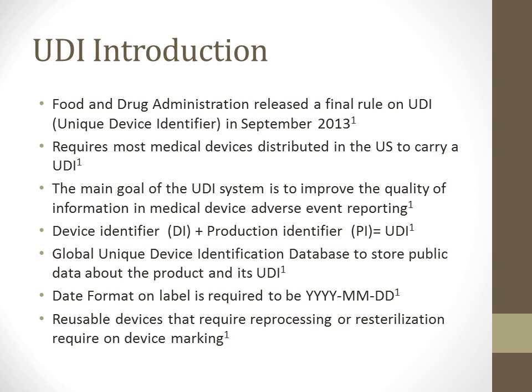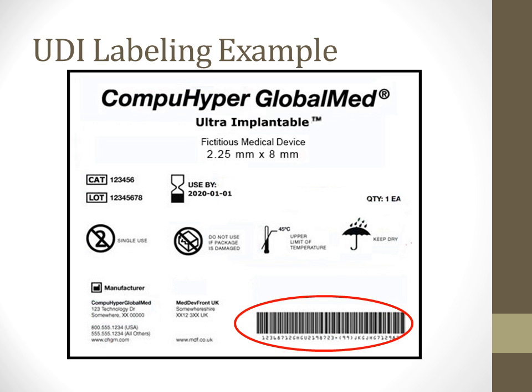One of the main reasons why I'm discussing UDI is that one of the main requirements is that reusable devices that require reprocessing or re-sterilization require an on-device marking. So an on-device marking of that actual UDI, that huge long number, the device identifier and the production identifier, across your device. As you can see in this slide, this is a picture of a label, and at the bottom of the label, in the red circled portion, you can see the complete UDI.